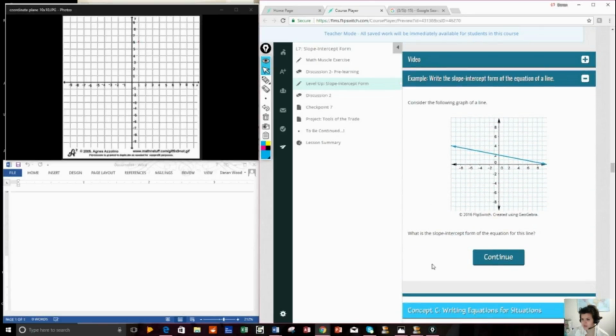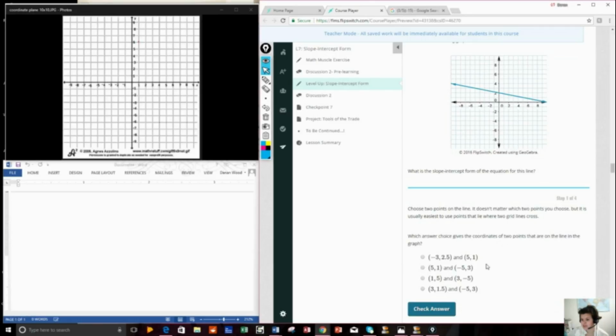Alright, consider the following graph of a line. What is the slope-intercept form of this equation? What is the equation for this line? Alright, we're going to choose 2 points on this line. They could be anything, and the simplest points to locate are the ones that intersect at whole integer numbers, because those are the easiest ones to put coordinates to.